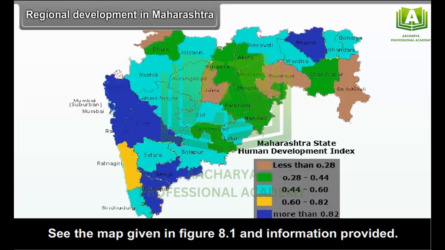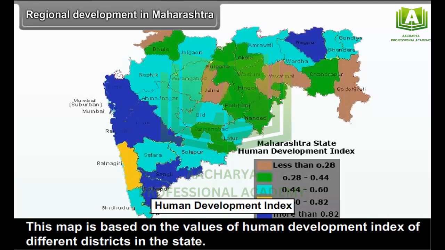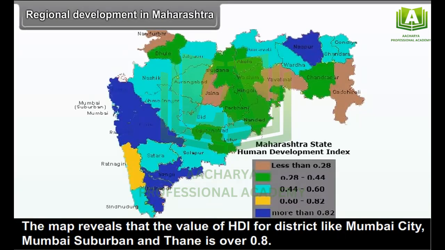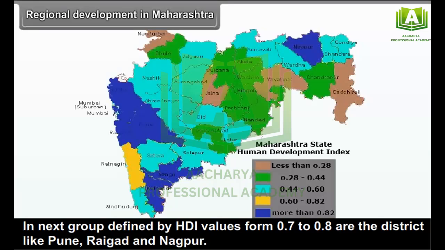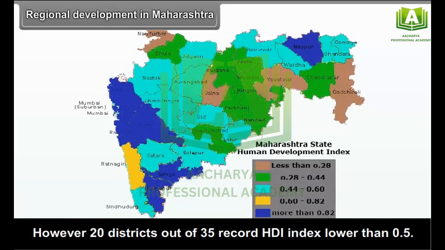See the map given in figure 8.1 and the information provided. This map is based on the values of Human Development Index of different districts in the state. The map reveals that the value of HDI for districts like Mumbai City, Mumbai Suburban and Thane is over 0.8. In the next group defined by HDI values from 0.7 to 0.8 are districts like Pune, Raigad and Nagpur. However, 20 districts out of 35 record HDI index lower than 0.5.